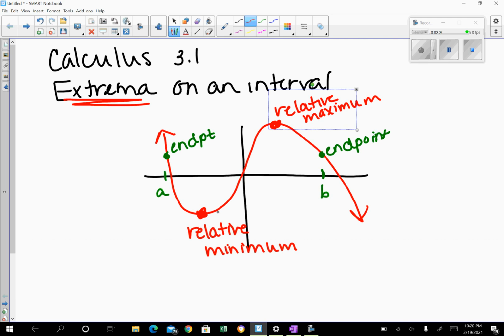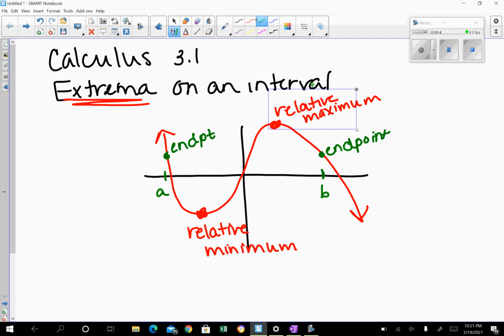Relative meaning that it's a low point or a high point. Relative because it's not the absolute maximum or the absolute minimum, because as we said before, it goes up to positive infinity and down to negative infinity. So that then we could say, well, what's the maximum across the interval?